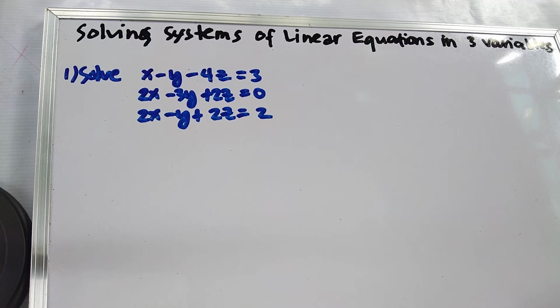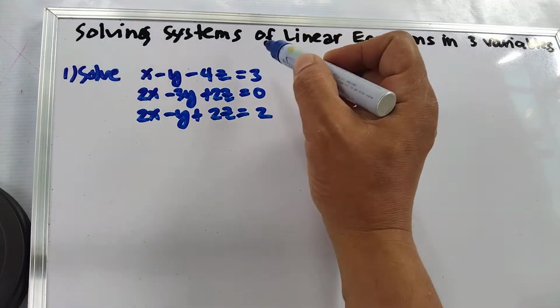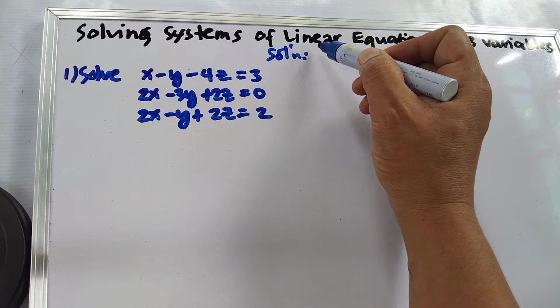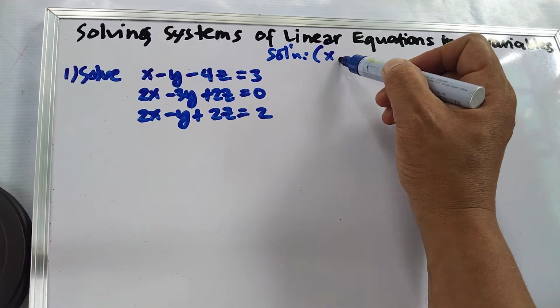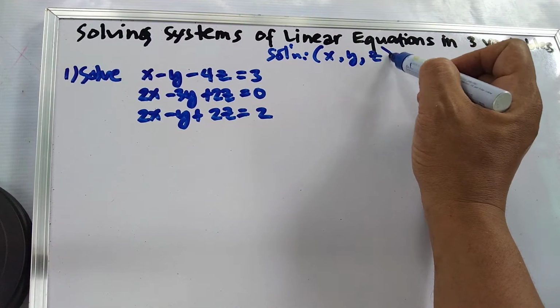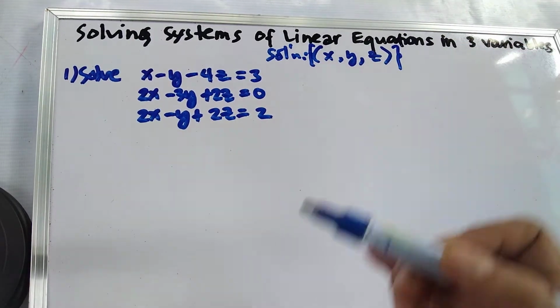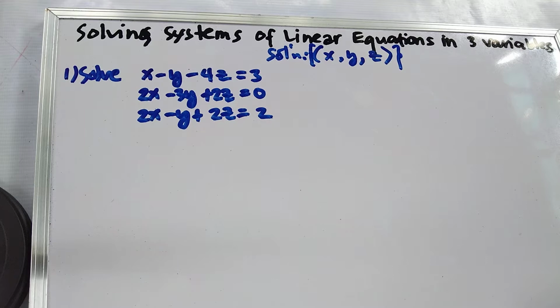So we are now in solving systems of linear equations in 3 variables. Okay, when we are solving systems of 3 variables, our solution must be an ordered triple x, y, and z. So we are looking for the ordered triple, meaning we need to find the value of x, y, and z.